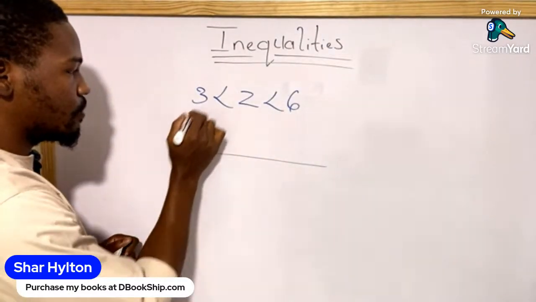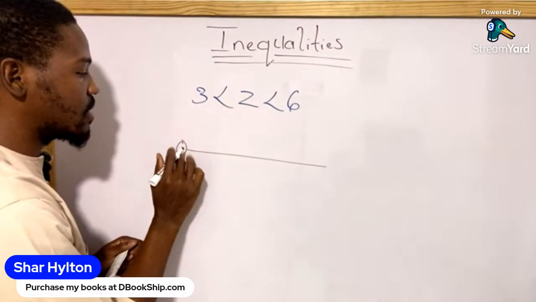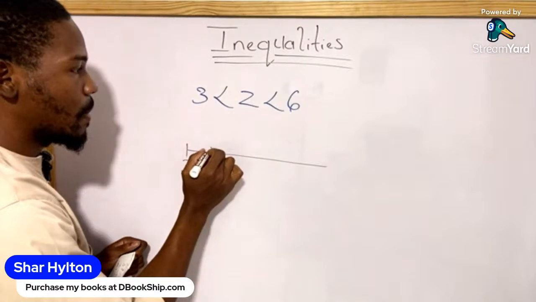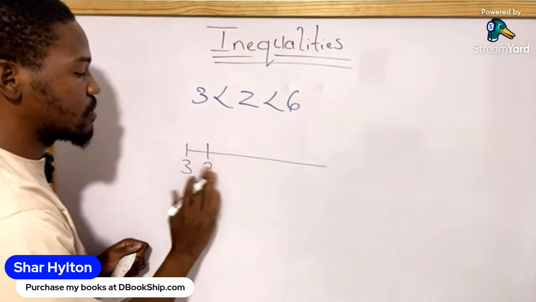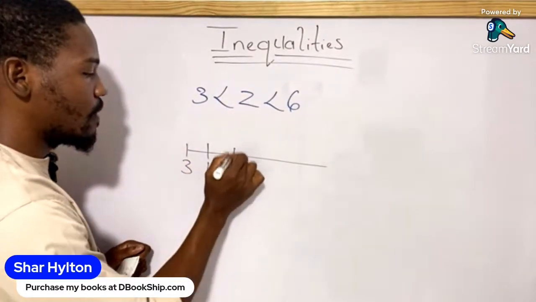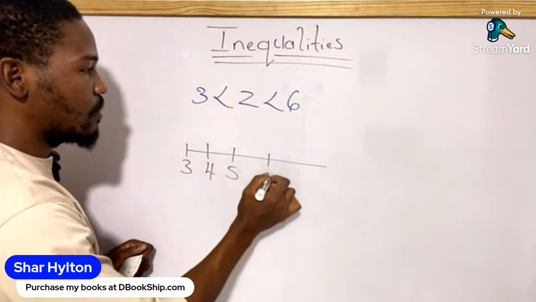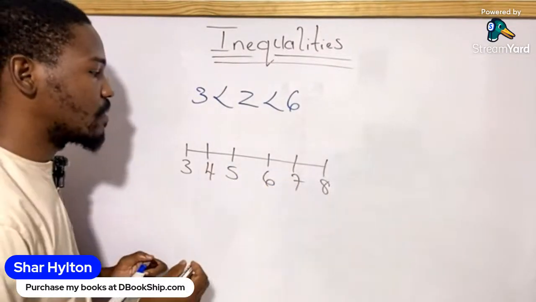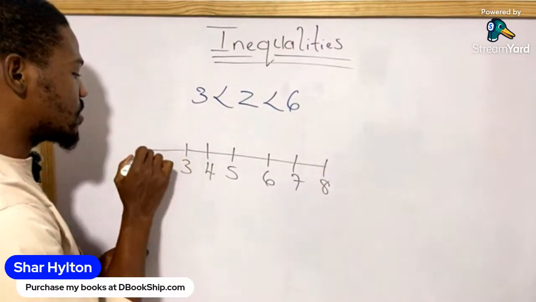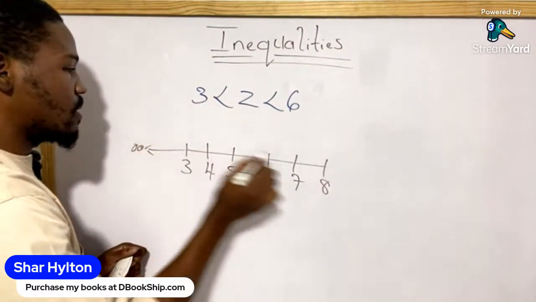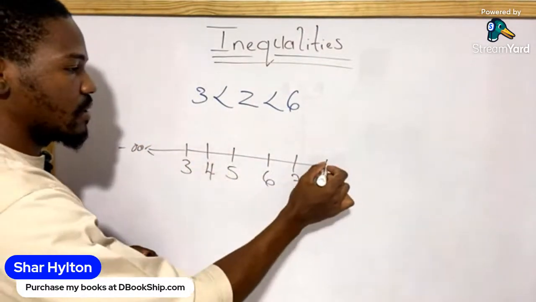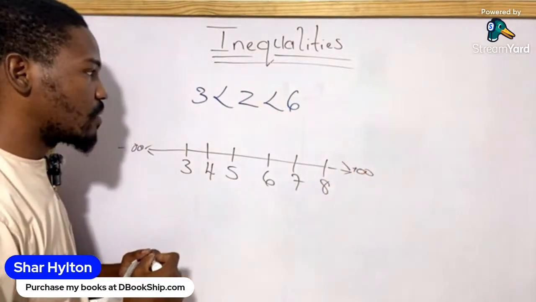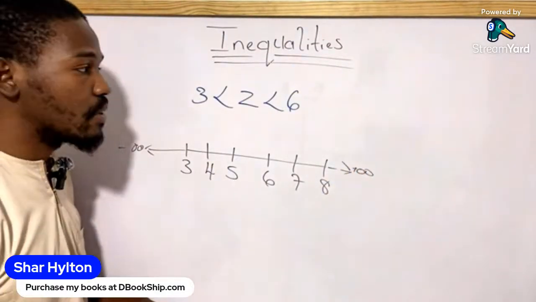We could start at 3, right? 2, 3, 4, 5, and we also have 6. Let's go up to 7 and 8. We know that this goes all the way to infinity, even down to the negatives. All right, so let's look at this.